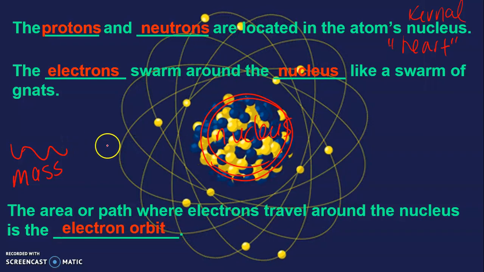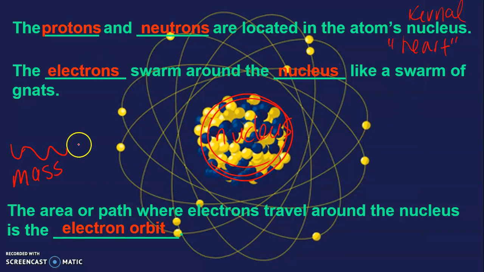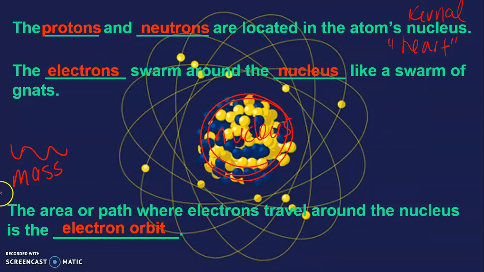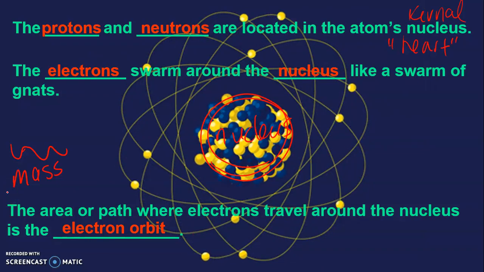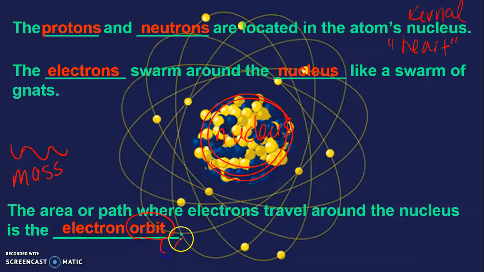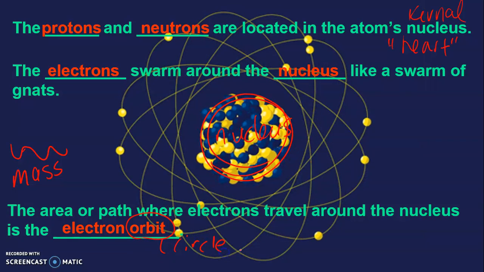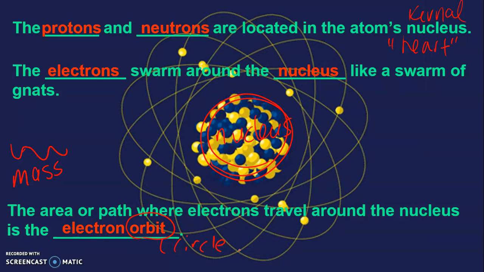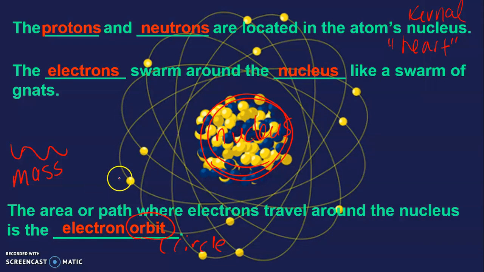So we call that path, looks almost like a solar system, right, that they're kind of orbiting around. We call that the electron orbit. And to orbit, that's a new word, right, means to circle, right? They stay on that path and they just circle around the nucleus.